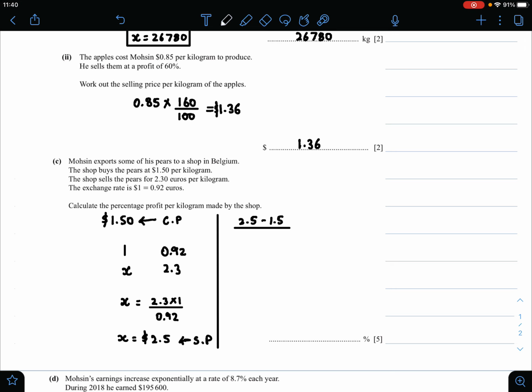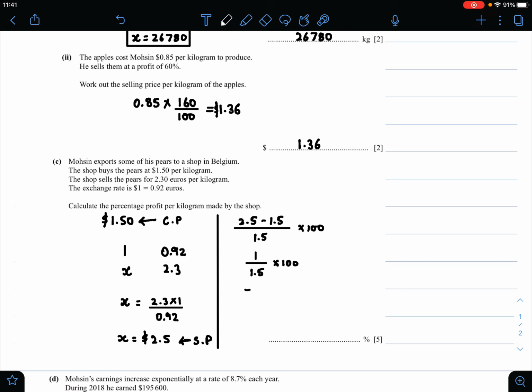And since you have to calculate the profit percentage, the formula would be the new dollar amount, that is 2.5, minus the old amount, that is 1.5, divided by the old amount, in this case the cost price, which is 1.5. So instead of saying the old and new amount, you could say the formula is selling price minus cost price divided by cost price multiplied by 100. So 2.5 minus 1.5 is 1, divided by 1.5, multiplied by 100.